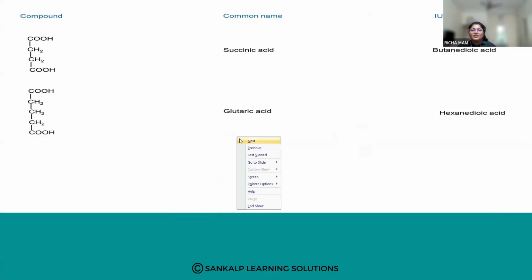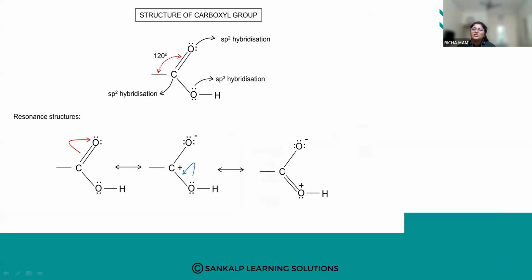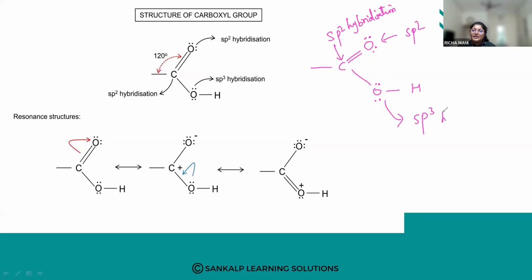Then we saw the structure of the carboxyl group. Here you can see that the carbonyl carbon is sp2 hybridized. The oxygen is also sp2 hybridized because it is associated with a double bond. This oxygen is sp3 hybridized. Now you know how to write the hybridization. The bond angle made by the carbon-oxygen bond is 120 degrees, and the group is planar.